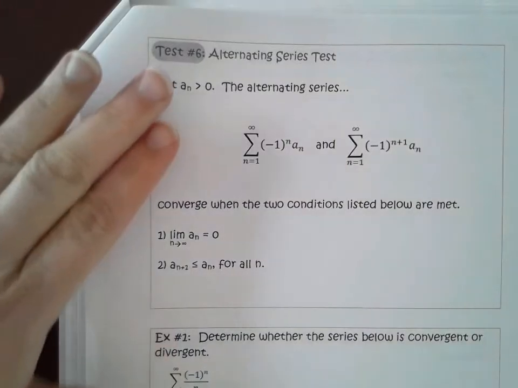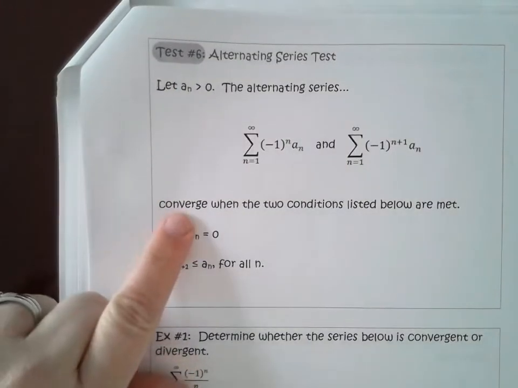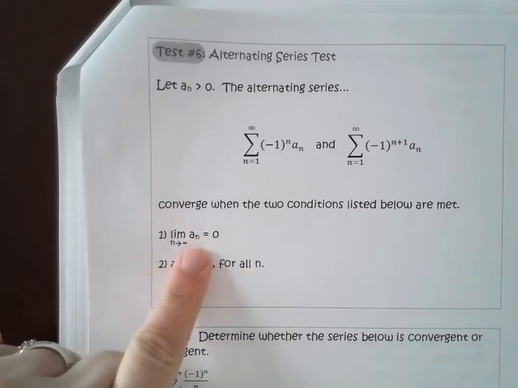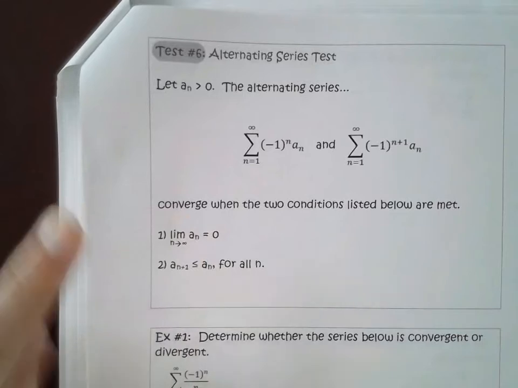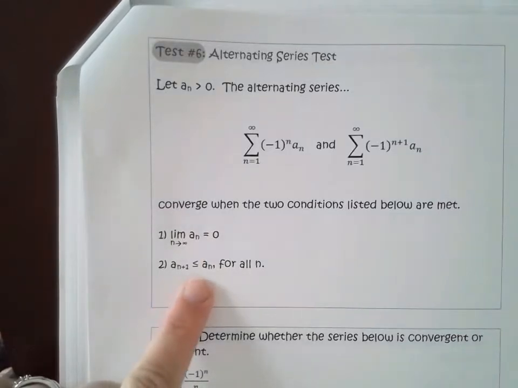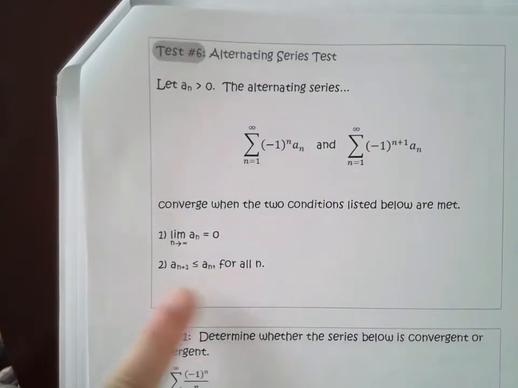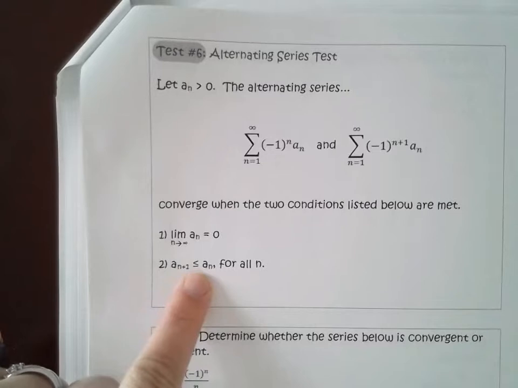This will give you a convergent series if the limit as n approaches infinity of the last element is 0, but also the terms are decreasing for all n. The terms are decreasing: a sub n plus 1 is a smaller number than a sub n.